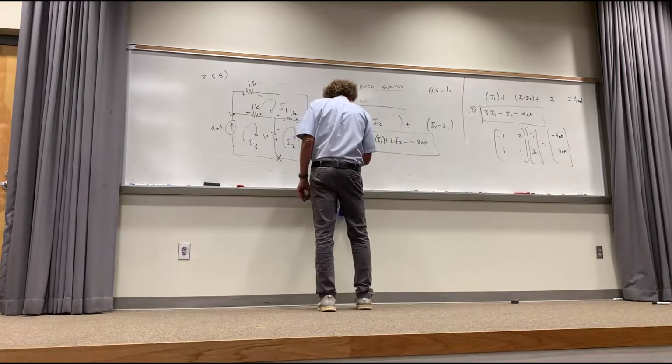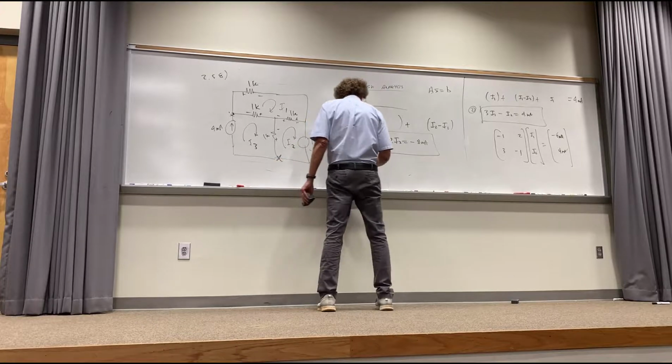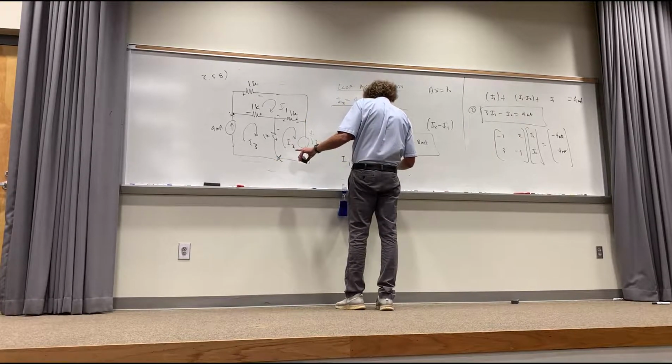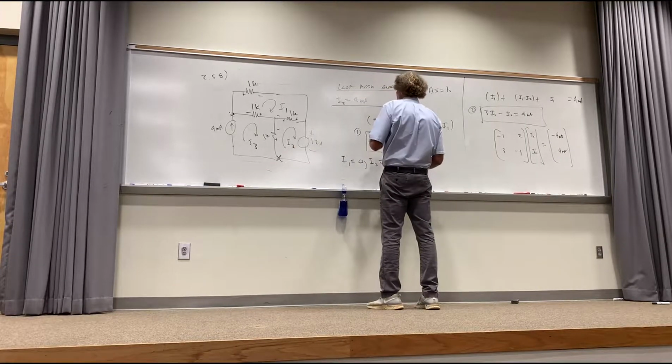Zero, negative 4. All right, we got I1 is 0, is that right? Yeah. I1 is 0, what is I2? Negative 4. Minus 4, and then I3 we know, right? I3 is defined as 4 milliamps.